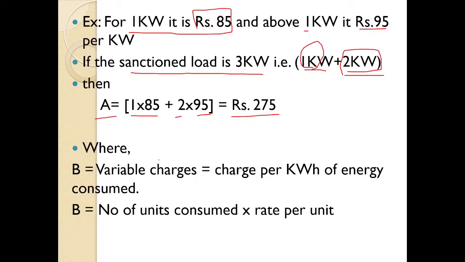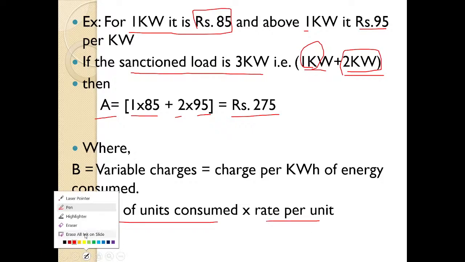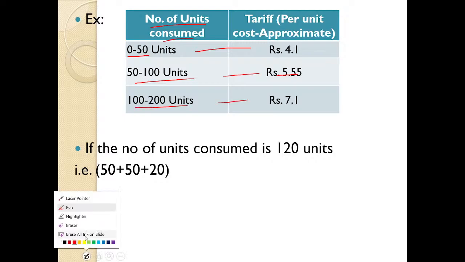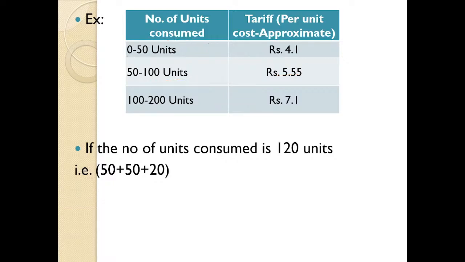Now let us see the variable charge. Variable charge is equal to number of units consumed into rate per unit. So for the number of units consumed, let us take an example. Let us assume for 0 to 50 units, the tariff rate per unit is 4.1 rupees. For 50 to 100 units, it is 5.55. For 100 to 200, the rate per unit is 7.1. So this is the rate per unit for variable charge.